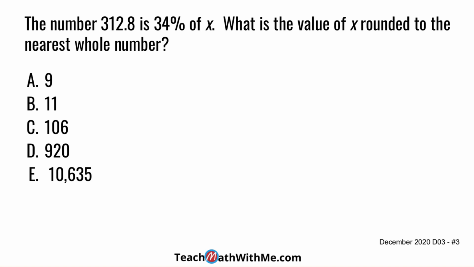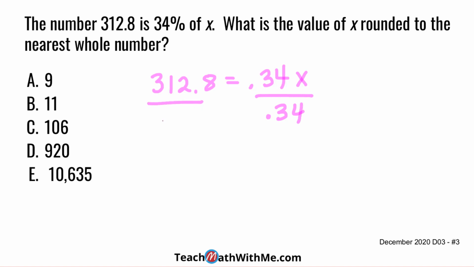So we've got a couple of terms in here we're going to review in a minute, but I'm going to quickly answer this question. It says 312.8 is 34% of x, and we want to know what x is. I'm going to divide both sides by 0.34. When I plug that into my calculator, I'm going to get that x is equal to 920. We're looking for rounded to the nearest whole number, and that is going to be answer choice D, 920.